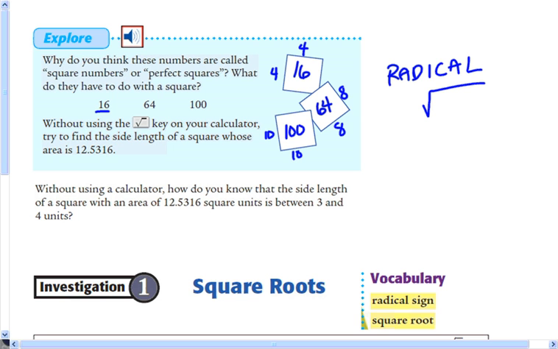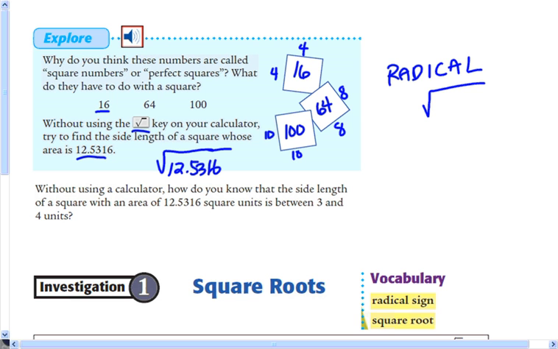Now it says without using the square root key on your calculator, try to find the side length of a square whose area is 12.5316. That'd be pretty hard, but what we would be trying to think of is what number multiplied by itself equals this, and I don't know that off the top of my head.